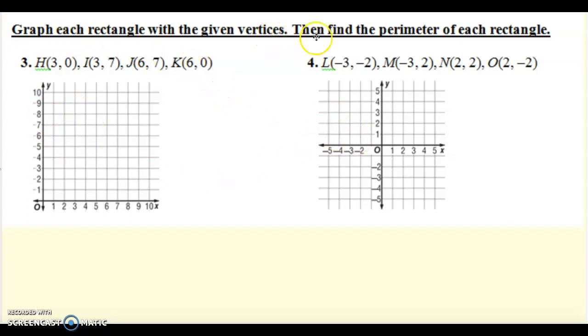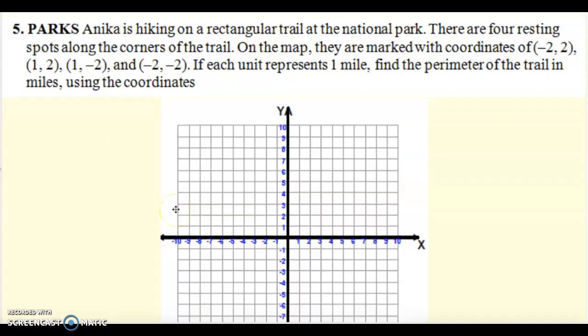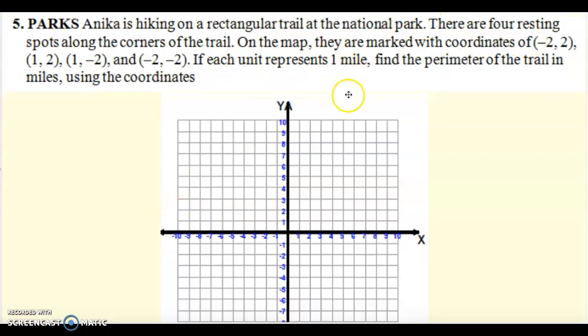But in 3 and 4, they ask you to find the perimeter. So you've got to be careful and read the directions very carefully. In number 5, you have to graph all these points and find the perimeter. It does say in this last sentence, if each unit represents 1 mile, find the perimeter of the trail. So let's say the answer is 20 units. You would translate that to 20 miles.